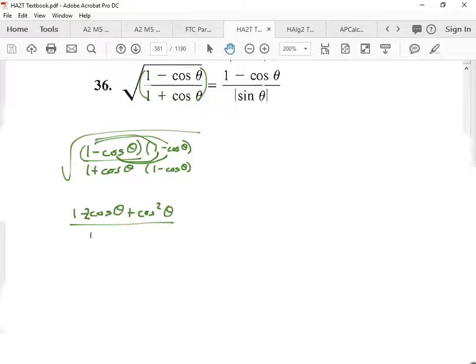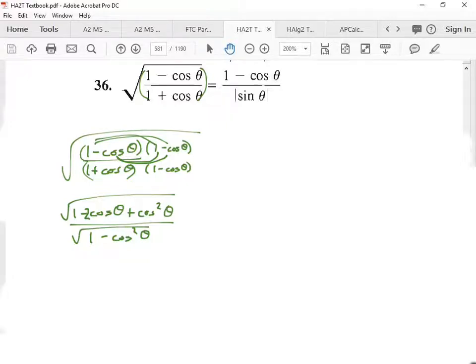Yay. 1 minus cosine squared theta. Because when you multiply those, that gives you a difference of squares. It makes the multiplying process way more simple. Okay, that looks still kind of nasty. But now I have things I can do. Instead of square rooting the whole thing, I can square root the top and square root the bottom.